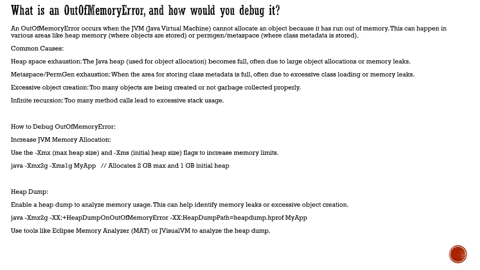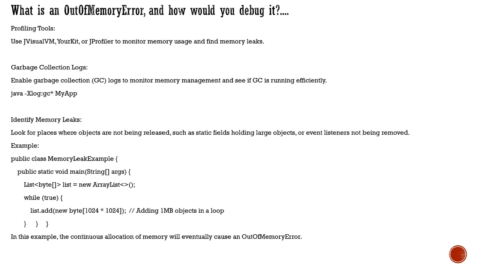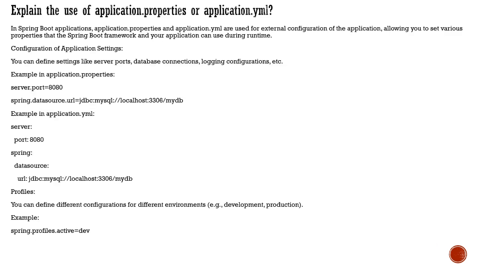So we can enable the heap dump to analyze issues, memory usage, and identify the leaks and object creation, right? As we already discussed, MAT and JVisualVM are there to analyze this. Profiling tools like JVisualVM and YourKit Profiler can be used for memory usage and to find memory leakage. This is how we identify objects that are not being released, like certain static fields which store large objects and are not removed. It will cause an out of memory error.